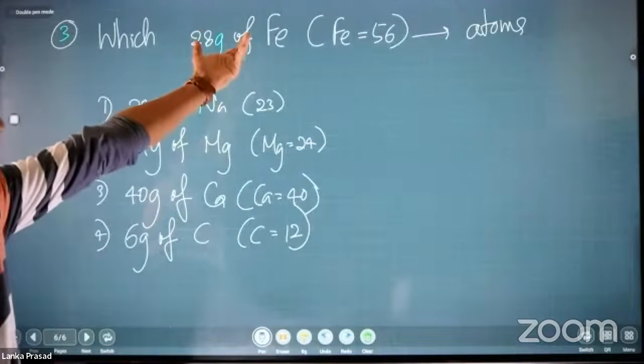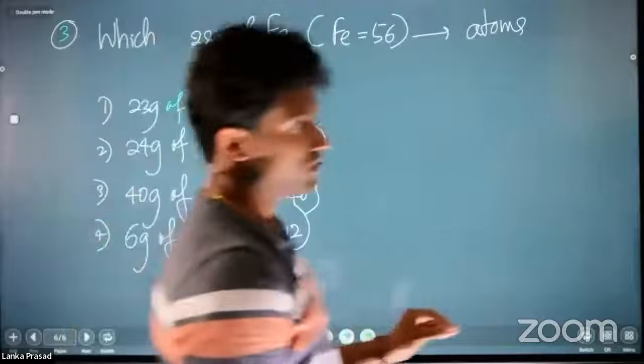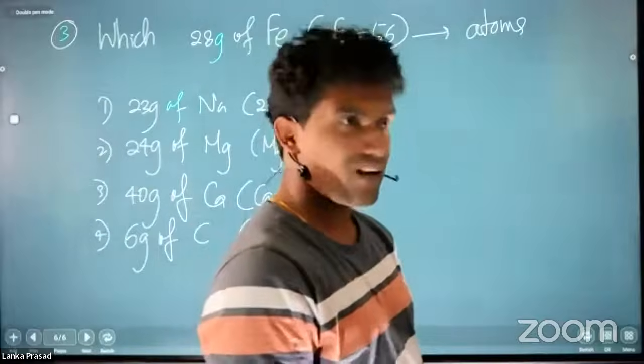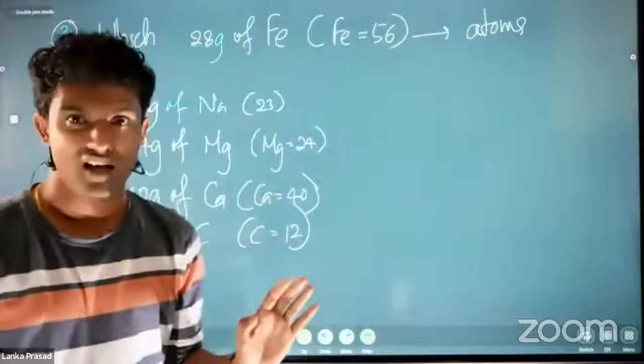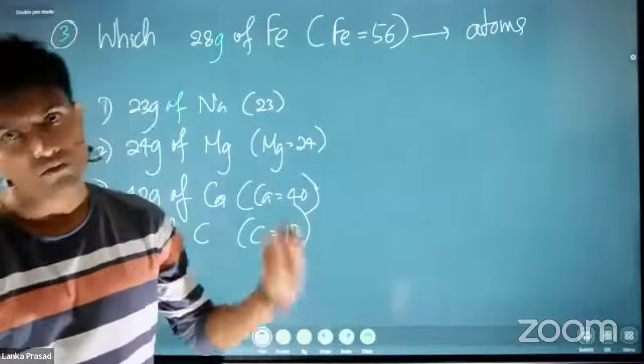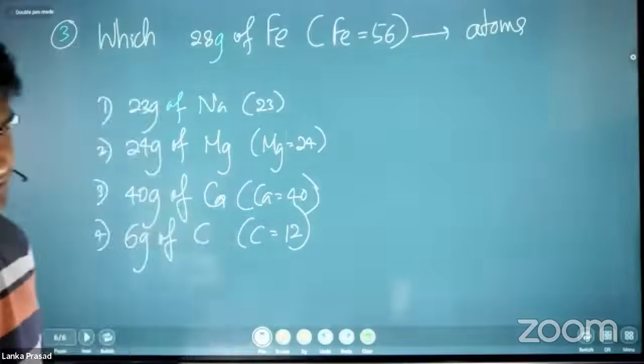First of all, you have to know how many atoms there are. If you want to find atoms, atoms equal moles times the Avogadro constant, right? So if it has the same number of moles, the number of atoms is also the same. Then try to find it.